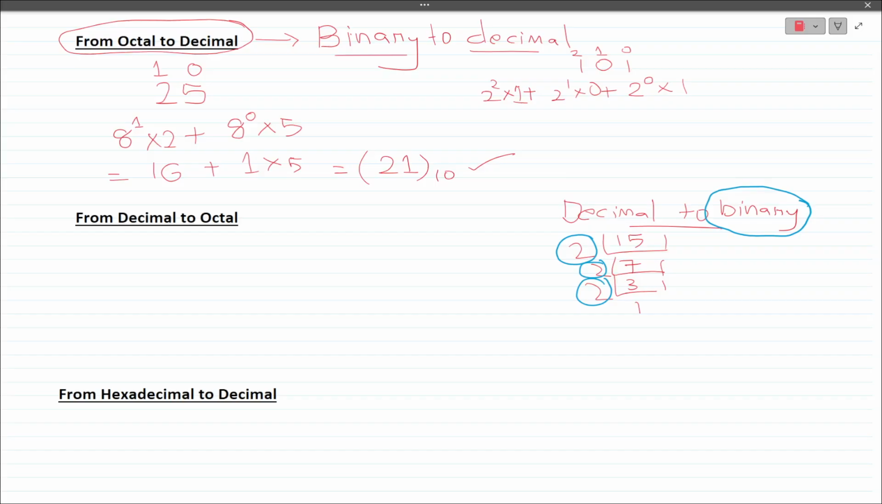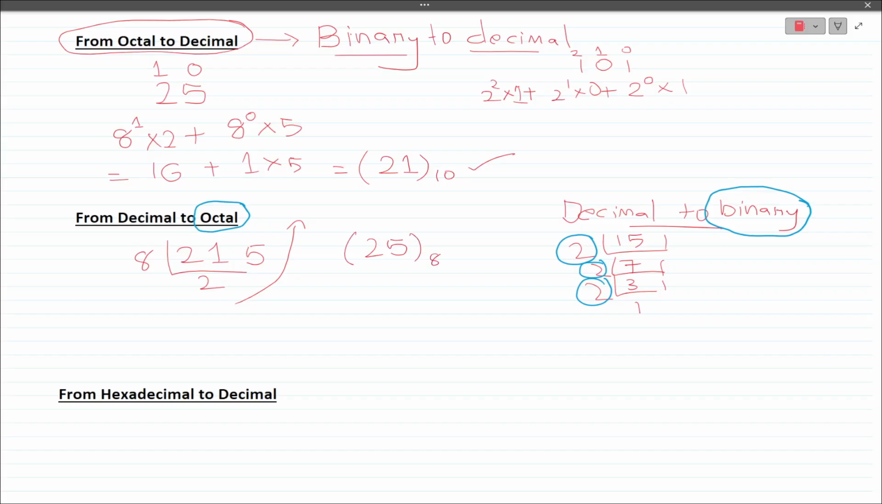But here my conversion is to octal. That means, yes, you have guessed it correctly, I will be dividing by 8 every time. So let's start. Let me take my decimal number to be 21. I will be dividing it by 8. 8 twos are 16, and if we subtract it, we get 5. Now we'll be following the same sequence from bottom to up, and it's 25.